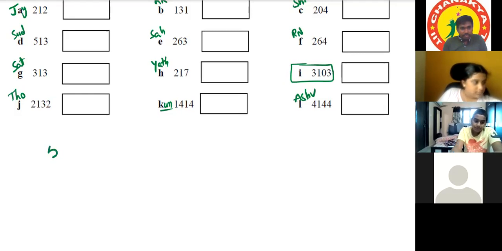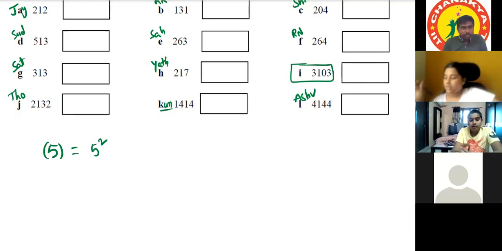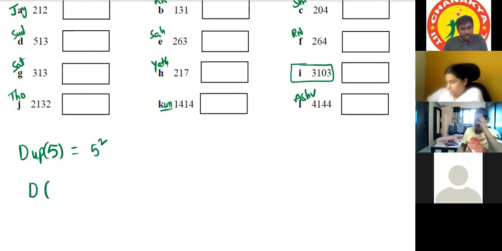See here. For a single digit, duplex is nothing but simply squaring. So duplex of 5 is 5 square. For a single digit, it is square, right? So then duplex of any 2-digit number like 34 is 2 times of 3 into 4.